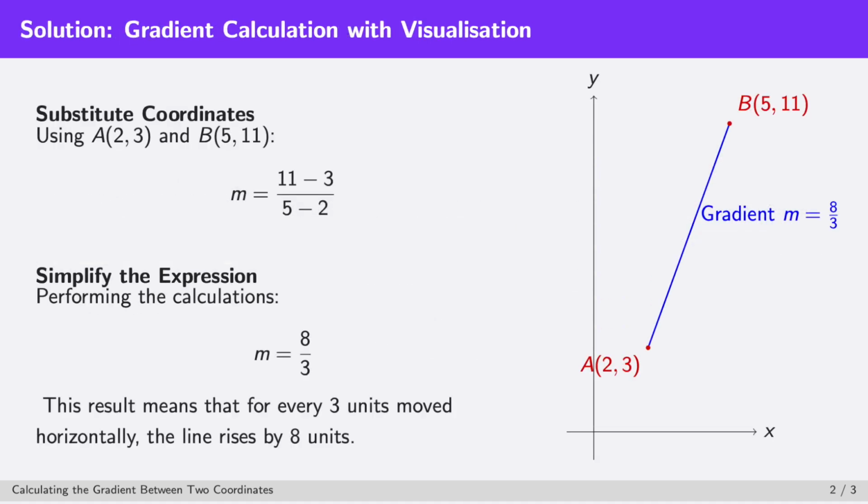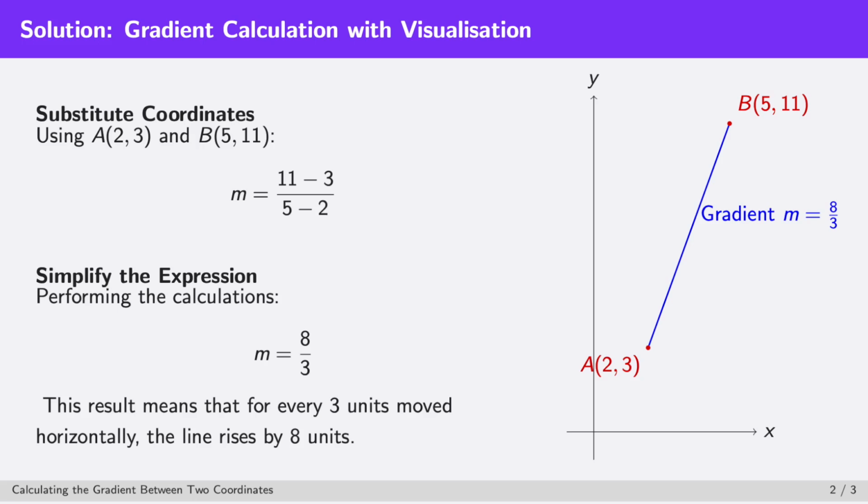Now we're putting the numbers from our points A and B into the formula. So we take 11, which is the y value of B, and subtract 3, the y value of A. This gives us 8. Then we do the same with the x values, 5 minus 2, which gives us 3. Now we have a fraction, 8 over 3, and that's our gradient.